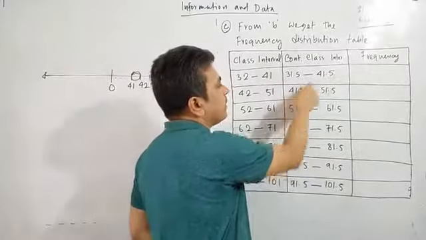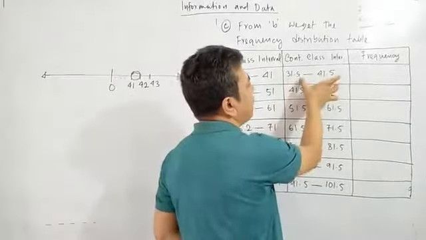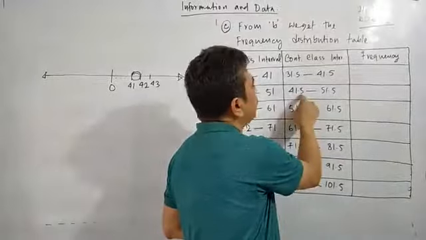And after that, look at that here, 41.5, so 31.5 to 41.5 is a class.